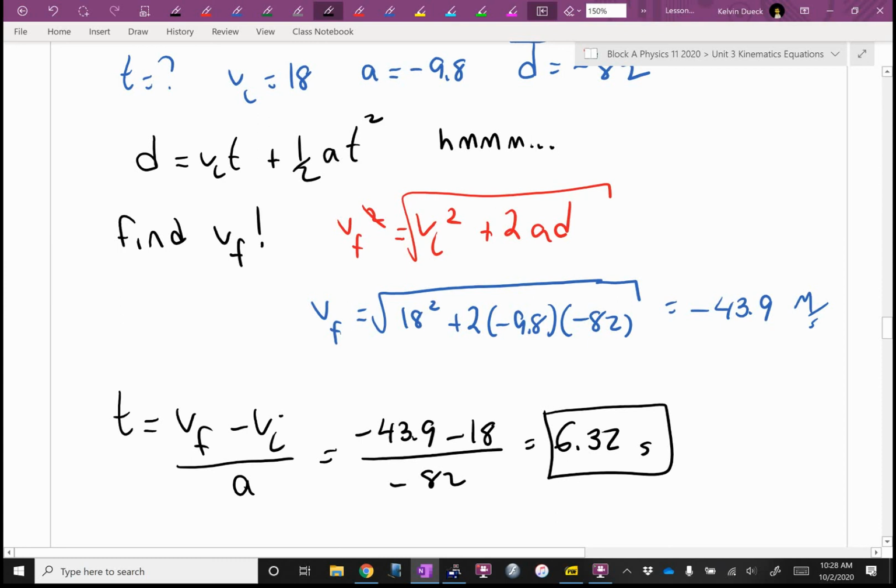That's the workaround to solving this equation if you don't know the quadratic formula. You can still get the t by itself, but you do it by finding something else first and using a simpler equation. But it works.